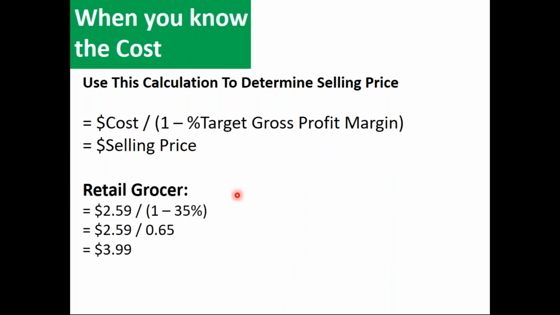Conversely, when you know the cost, but you want to figure out the retail or selling price, you would take the cost divided by 1 minus the target gross profit margin, and that gives you the selling price. So if we took that cost that we just figured out, $2.59, divided by 1 minus the 35%. If we went to a retailer and said, this is what I'd like to charge you for this product, they'll do a calculation, and then they'll say, okay, that means I need to sell it for $3.99. That's exactly how they would get to that number.